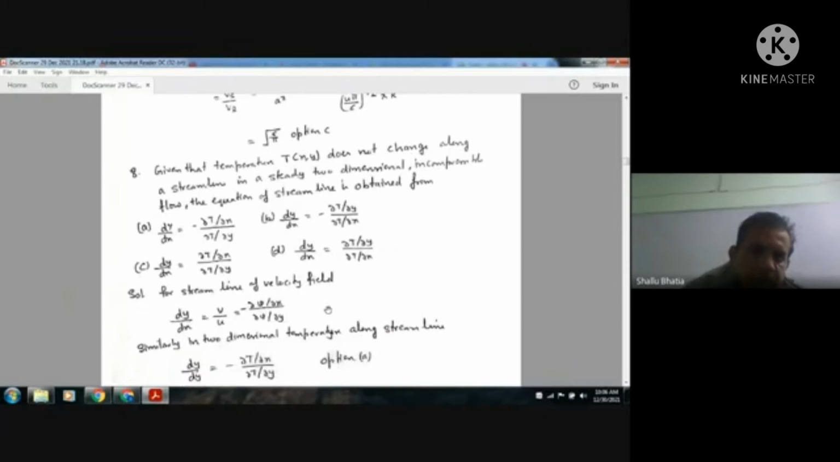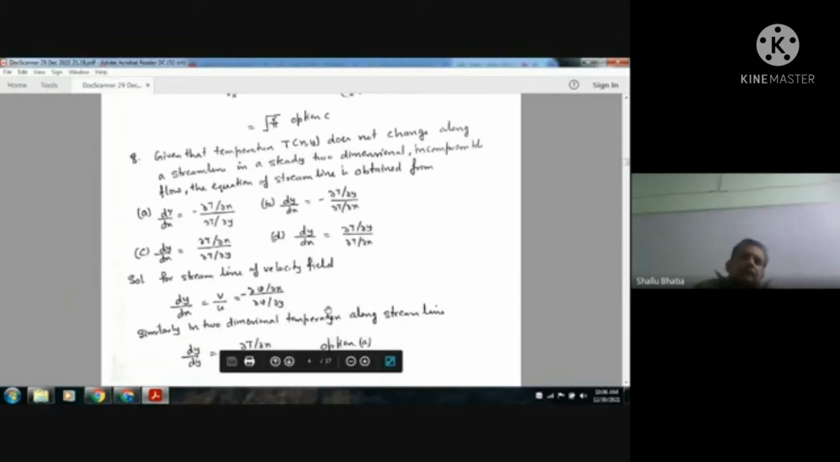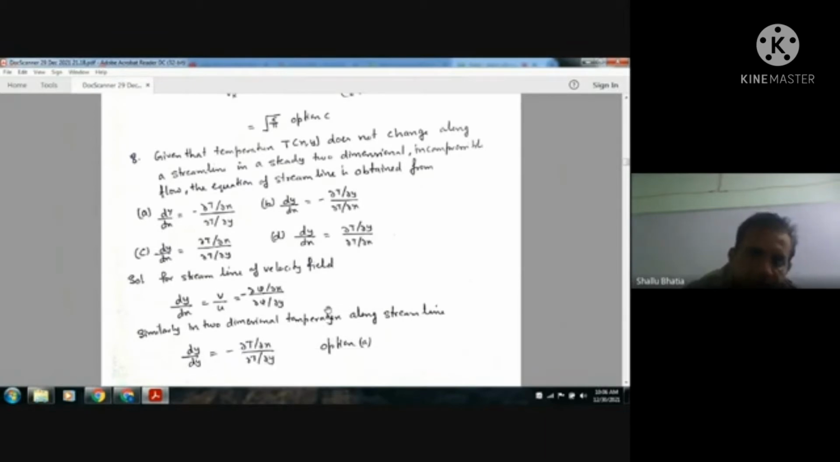Next, given that temperature T(x,y) does not change along a streamline in a steady two-dimensional incompressible flow, the equation of the streamline is obtained from. For the streamline, the velocity field is given like this.